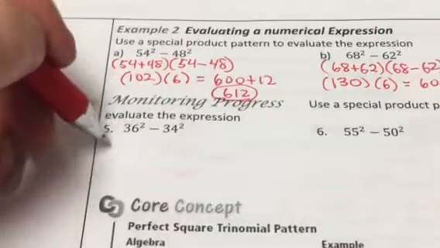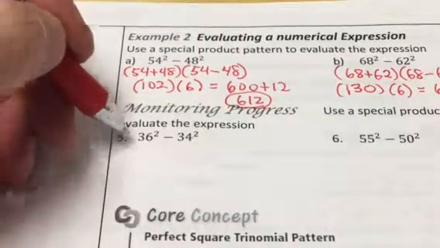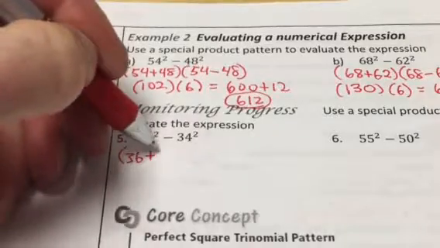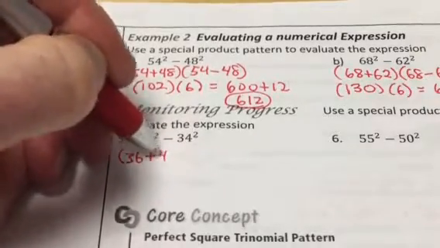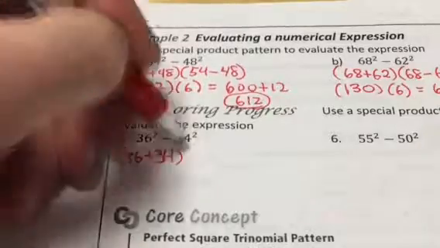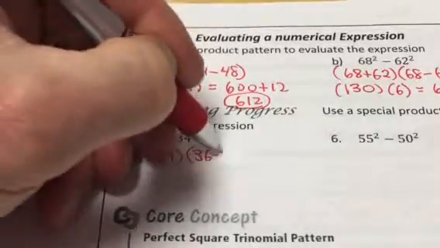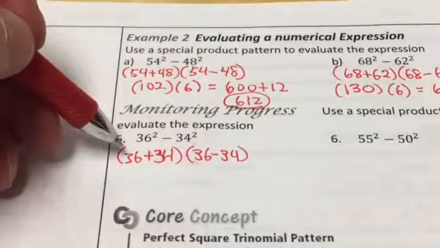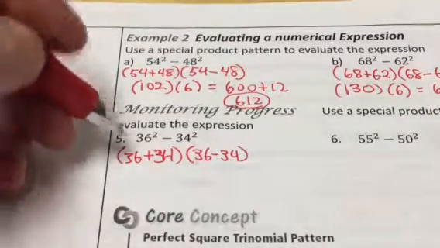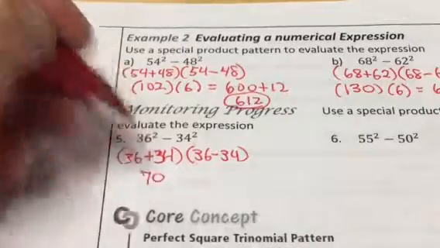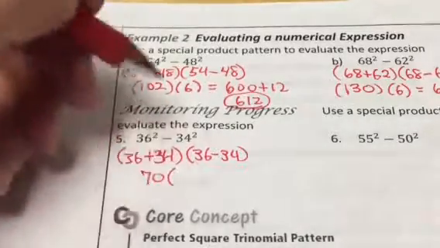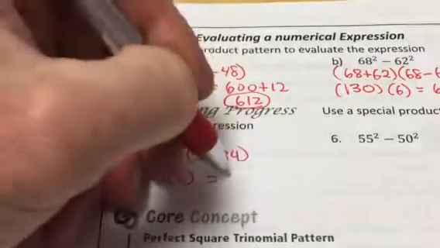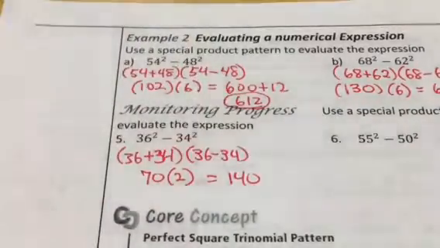All right, and we're back. And this one you should have written as 36 plus 34, and 36 minus 34, and 36 plus 34 is 30 plus 30 plus 10, which is 70, and 36 minus 34 is 2. 70 times 2, 140.